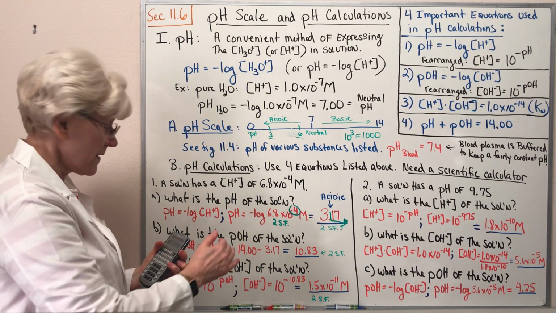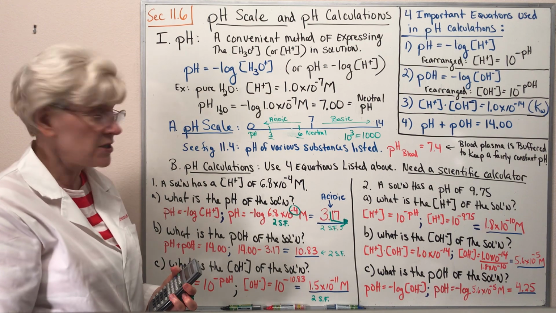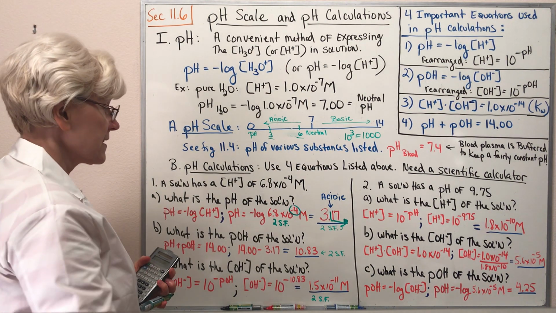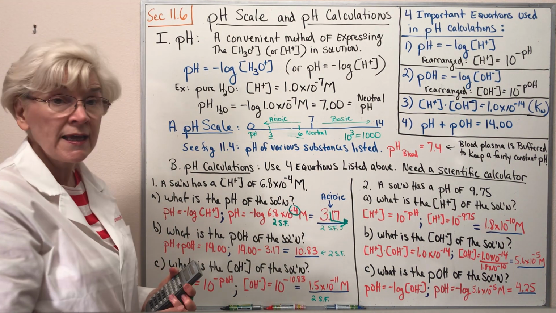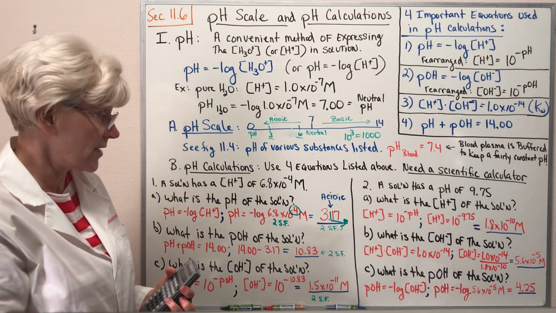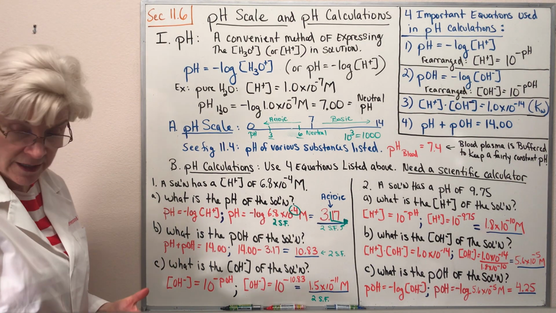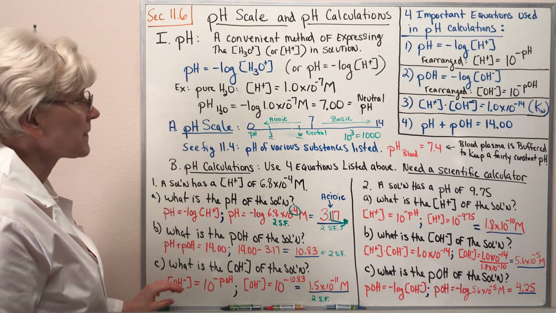And before we go to the next part, once we know that the pH is 3.17, we can look at the pH scale and see that this solution is clearly acidic. The hydrogen ion concentration or hydronium ion concentration is greater than hydroxide. Here is the second question. What is the pOH of the solution?